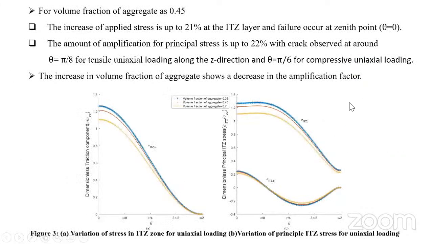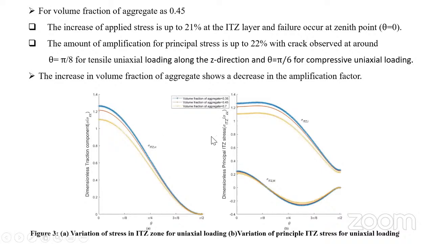So the right curve is for the principal values of the stresses with respect to theta. Both curves are varied with the volume fraction of aggregate as 0.35, 0.45, and 0.7. The result suggests that for the constant volume fraction of 0.45, which is this red curve, stresses in the ITZ zone are increased by 21%, and the cracking starts at theta equal to 0.